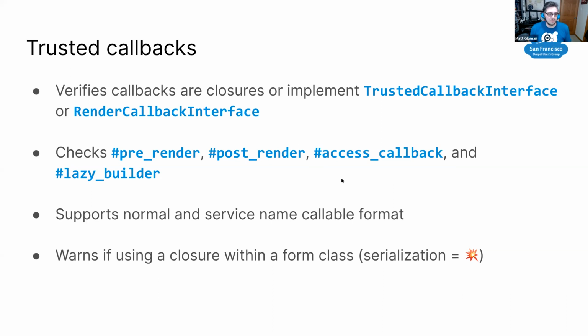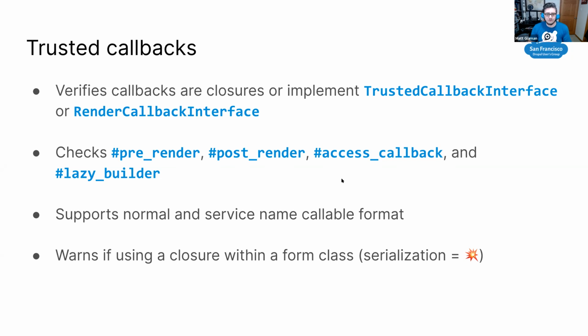So what PHPStan Drupal does is it checks pre-render, post-render, the access callback, and lazy builder to see if the value is a closure or if it's a method or a function. If it's a method, that method is on a class which implements TrustedCallbackInterface or RenderCallbackInterface. If it's a function, it returns an error, because functions can't be trusted; it could be who knows what. It also supports the normal service name callable format. Drupal has a way that you can specify a callback as my service, colon, and then the method name. So that is supported.